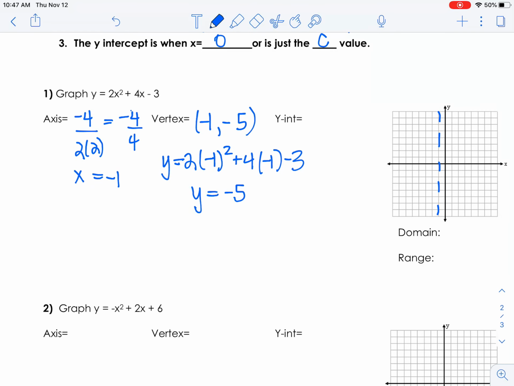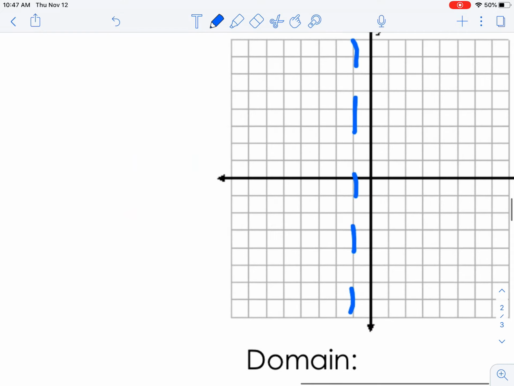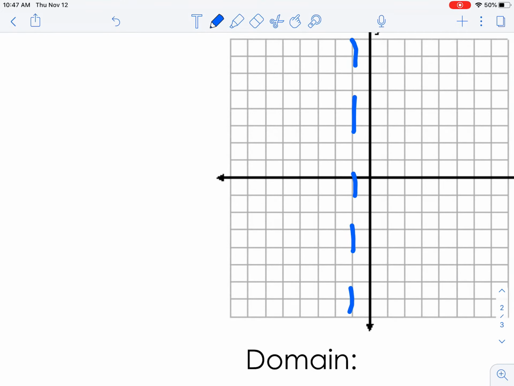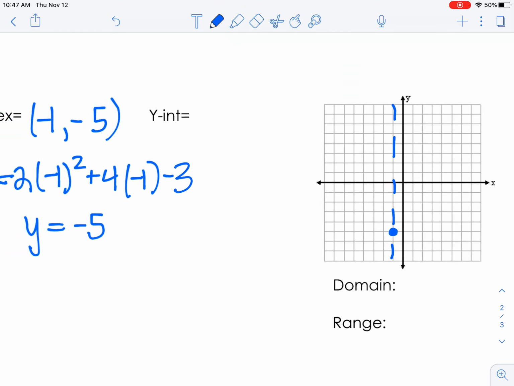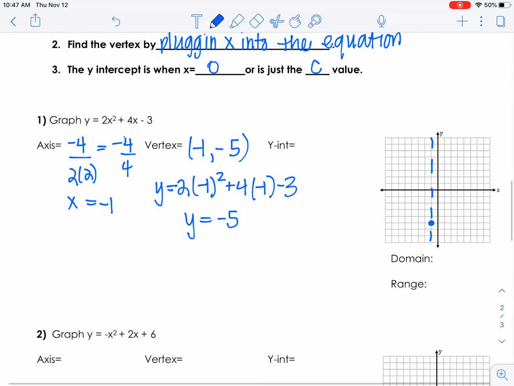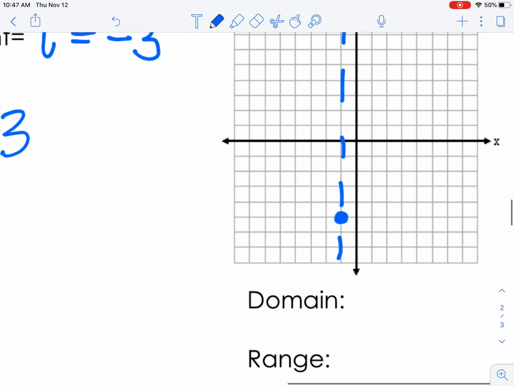So now I can plot that vertex point, -1, -5. Now we find the y-intercept. The y-intercept is when we plug in 0 for our x's. But ultimately, it's also just equal to that c value in the back, which will be -3. So now I can plot a point down here at -3. Okay, that gives me one branch of my quadratic.